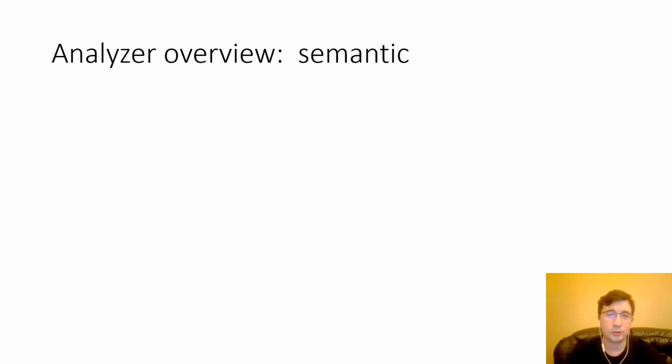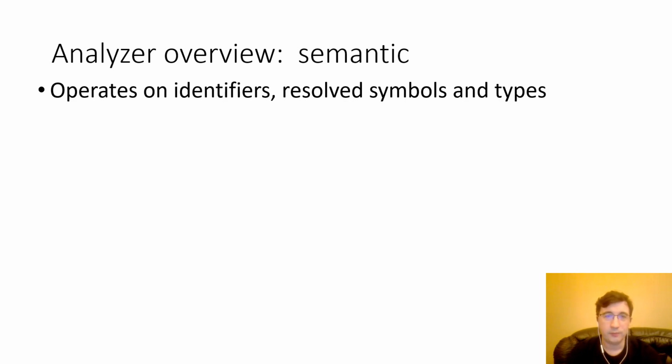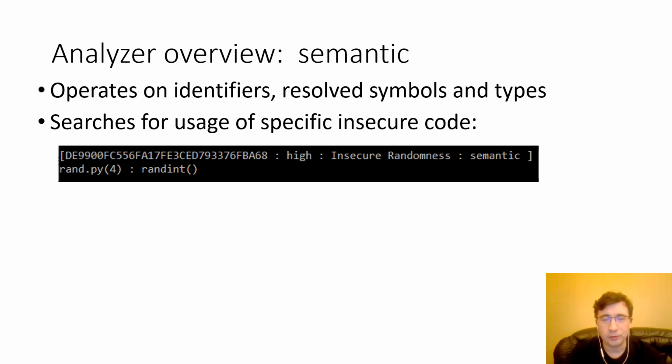One of the simplest and most common types of analyzer is the semantic analyzer. It works on symbols, identifiers of functions, objects, variables, modules, and types of the objects and variables. It searches for certain patterns defined by the semantic rules. For example, calls to functions that are considered insecure. As you can see, and it was in our previous example, the insecure RNG in Python, the random function in the random module, has its own rule in Bandit and in the commercial tool that we used. And this function is flagged as insecure.